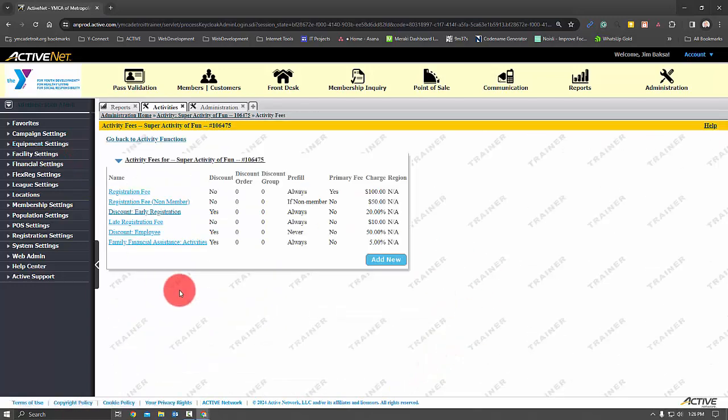So that is a general way of setting up your activities. As we continue to make changes in Active and clean some things up, you'll see some activity fee names change. For the most part, picking them from the list now should give you a good starting point.